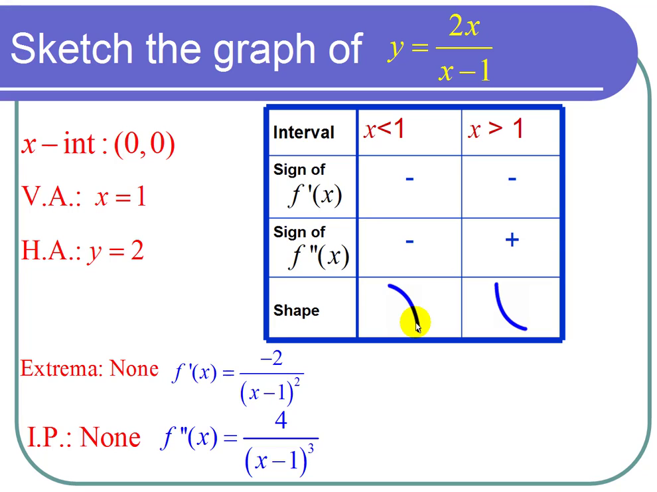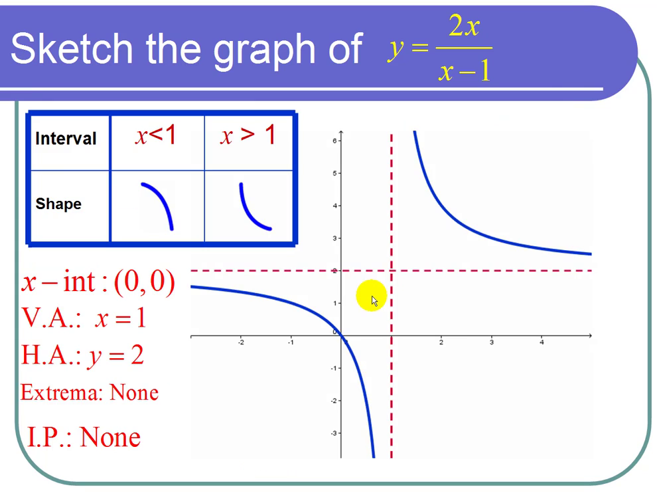So now that we have all the information we need, we can sketch the graph. I get a vertical asymptote at x equals 1. I get a horizontal asymptote at y equals 2, and it passes through the origin. To the left of 1, it has this shape, and to the right of 1, it has this shape. And there's my graph. I'm done with the problem.